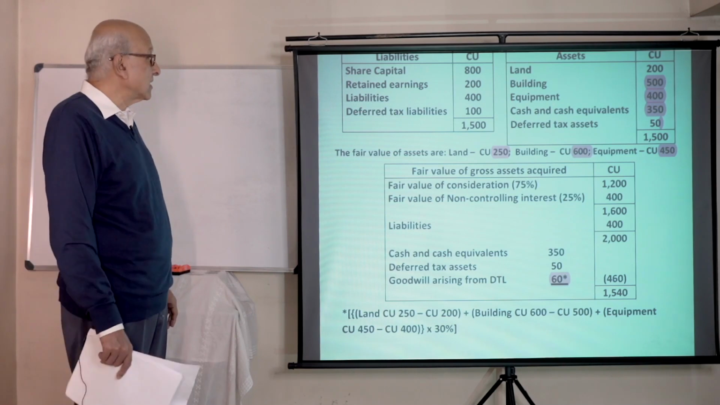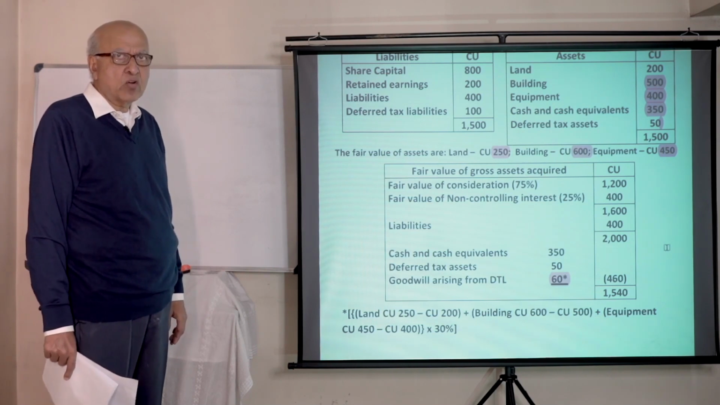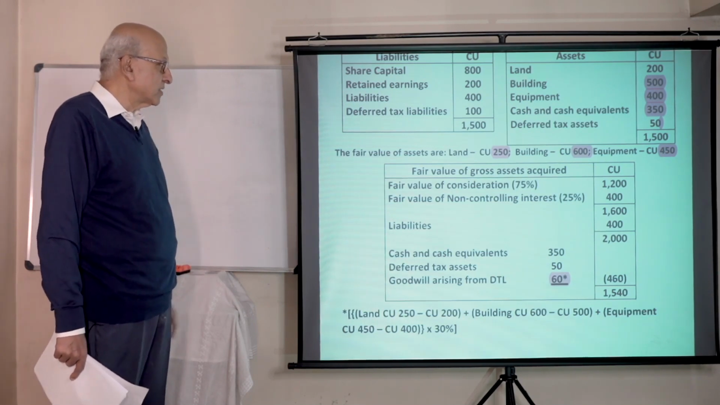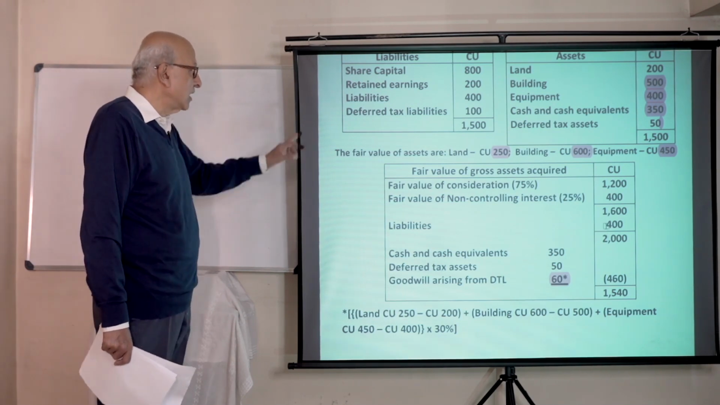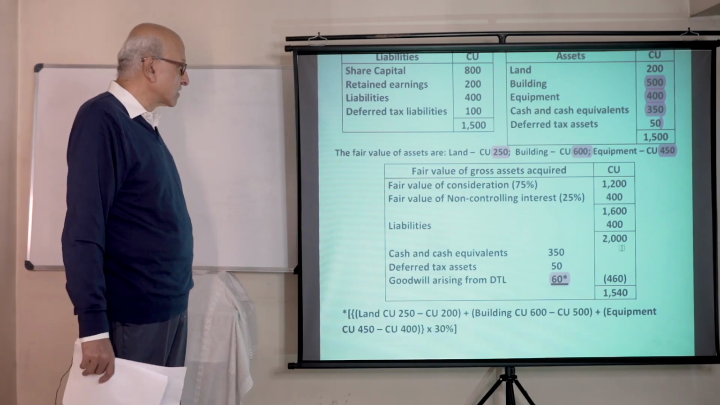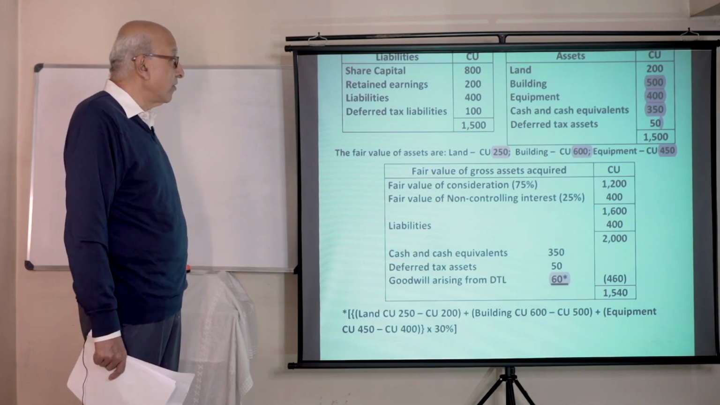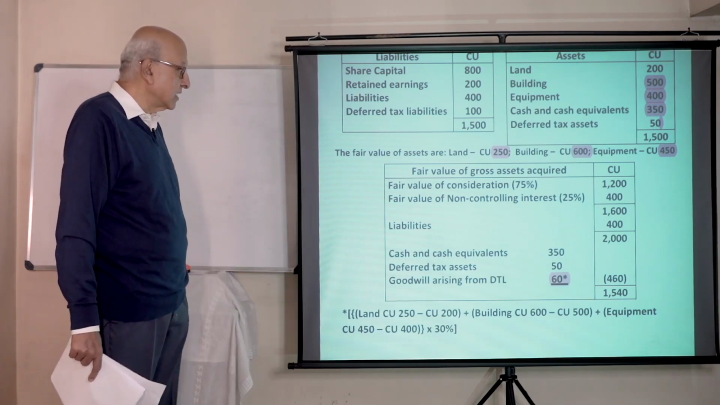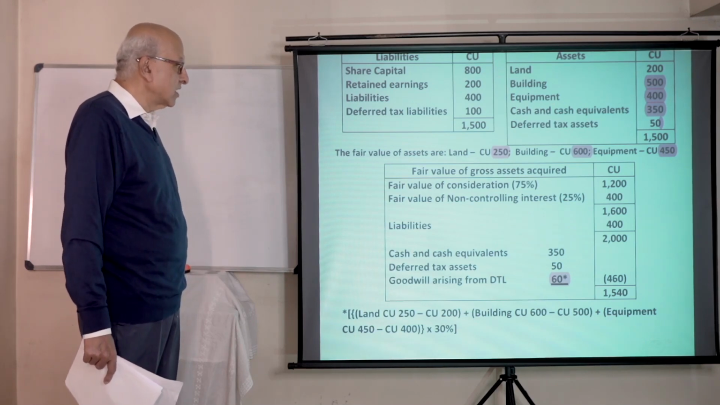I repeat, purchase consideration paid, always at fair value. What is the fair value of non-controlling interest? Proportionate, 75% 1200, 25% is non-controlling interest, 1600. Then we add liabilities but not deferred tax liabilities, 2000, and we exclude three things: cash and cash equivalent given 350, deferred tax asset given 50, and goodwill arising from deferred tax liability we have worked out earlier, it is 60 rupees, that we need to calculate separately. So amount excluded is 460. So 1540 is the fair value of gross assets acquired.